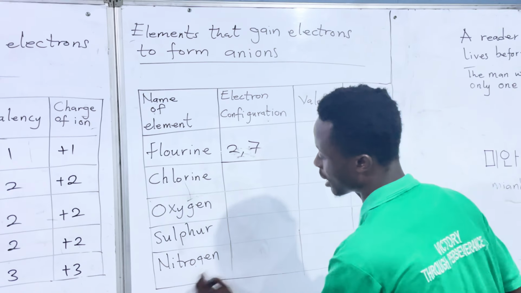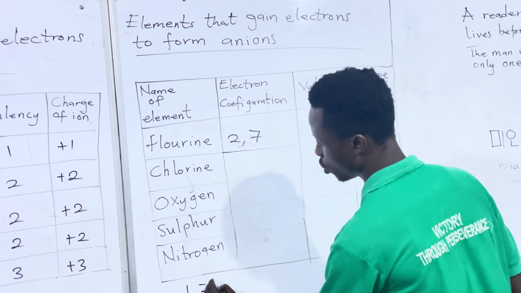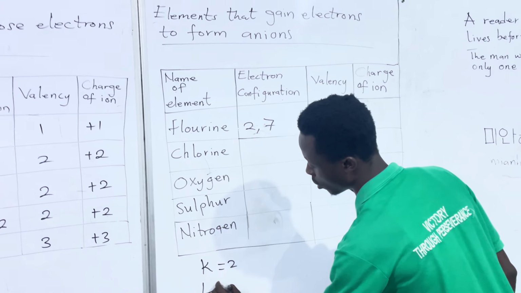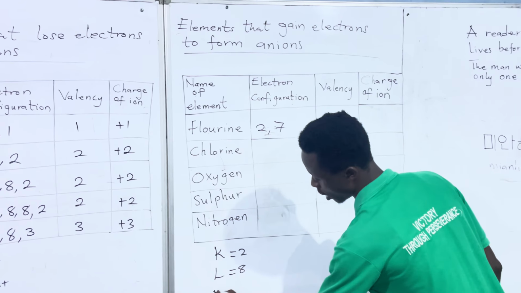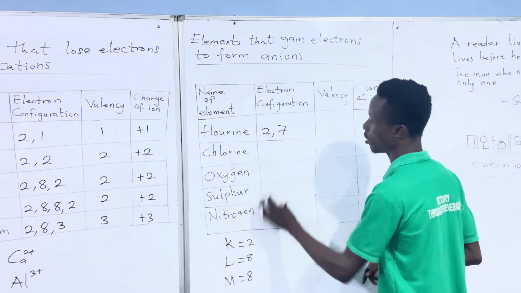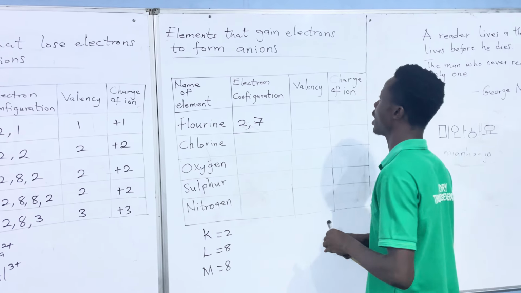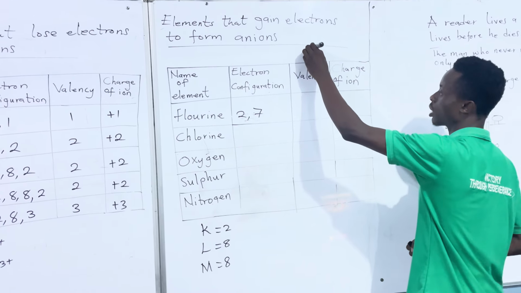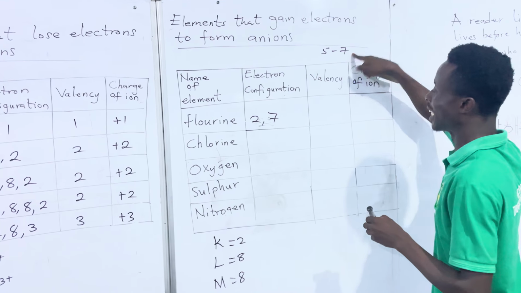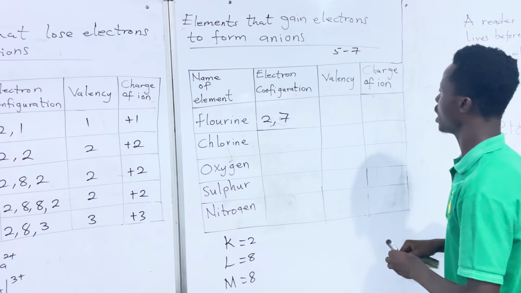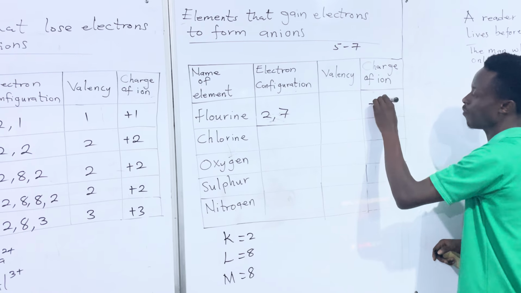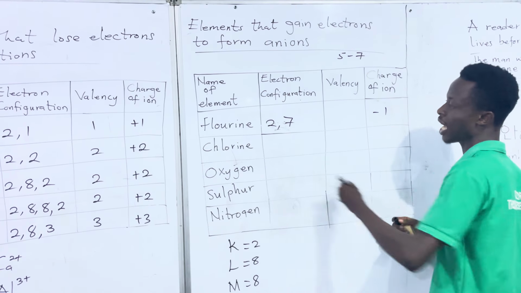In the rule we said that the K shell takes 2, the L shell takes 8, and then the M shell takes 8. But here you can see that the L shell is taking 7. And we saw that if the number of electrons is from 5 to 7, it will rather gain electrons. So here the charge will be -1. Why? Because it will gain 1 electron.